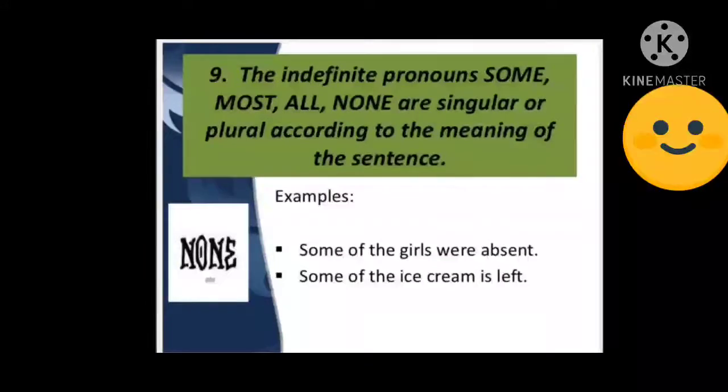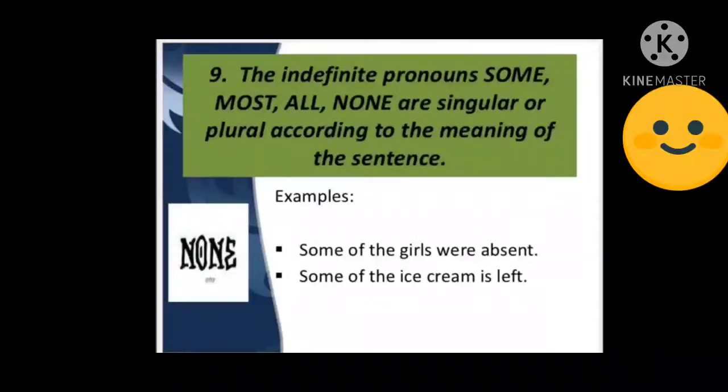Next, rule number 9. The indefinite pronouns some, most, all, none are singular or plural according to the meaning of the sentence. So, if a sentence begins with any of these indefinite pronouns, depending upon the meaning or context, we use sometimes singular, sometimes plural. Let us see the examples, you can understand better. Some of the girls, some means more than one, were absent. So, it conveys a plural sense. So, we are using were.